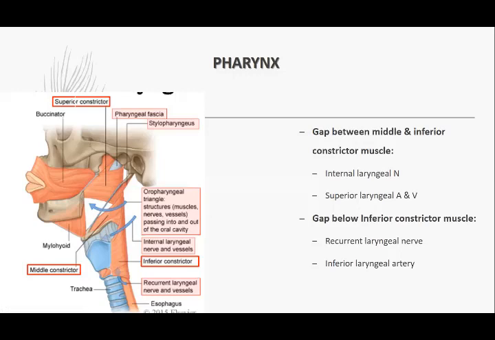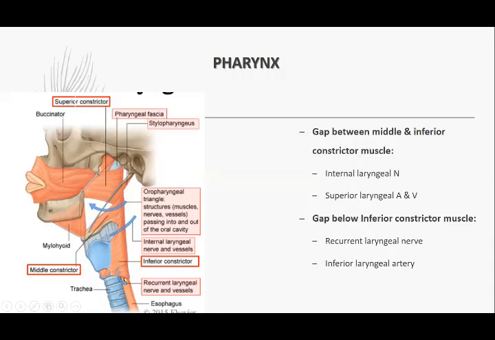interior of the larynx. Now there is also a gap below the inferior constrictor. This is the inferior constrictor, this is its lower border. Here is the esophagus. So below the inferior constrictor, the recurrent laryngeal nerve and the inferior laryngeal artery go inside the larynx and supply the muscles of the larynx. Okay? So the recurrent laryngeal nerve enters the larynx by hooking below the lower border of the inferior constrictor.